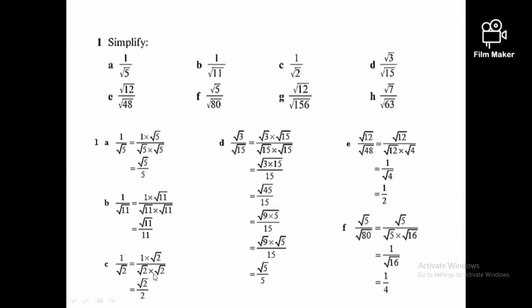1 over root 2. Multiply both numerator and denominator by root 2. 1 into root 2 is root 2. Root 2 into root 2 is 2. So this is the final answer.